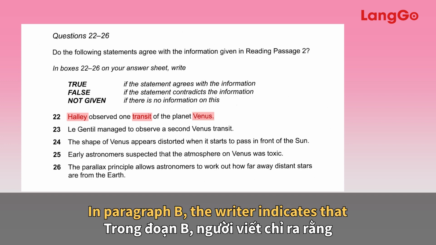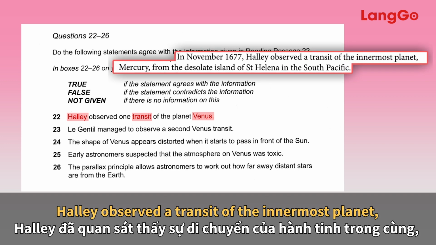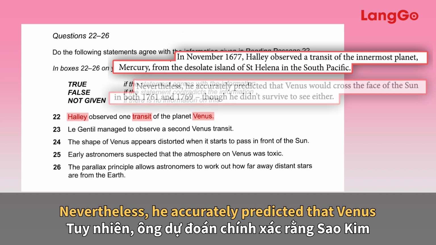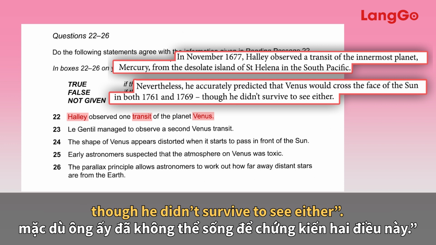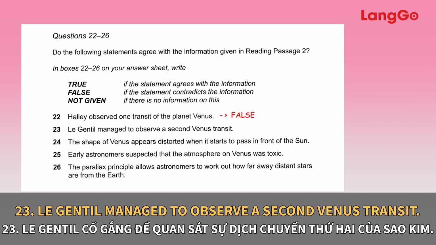In paragraph B, the writer indicates that in November 1677, Halley observed a transit of the innermost planet Mercury from the desolate island of St. Helena in the South Pacific. Nevertheless, he accurately predicted that Venus would cross the face of the Sun in both 1761 and 1769, although he didn't survive to see either. So our answer here is false. He was dead.